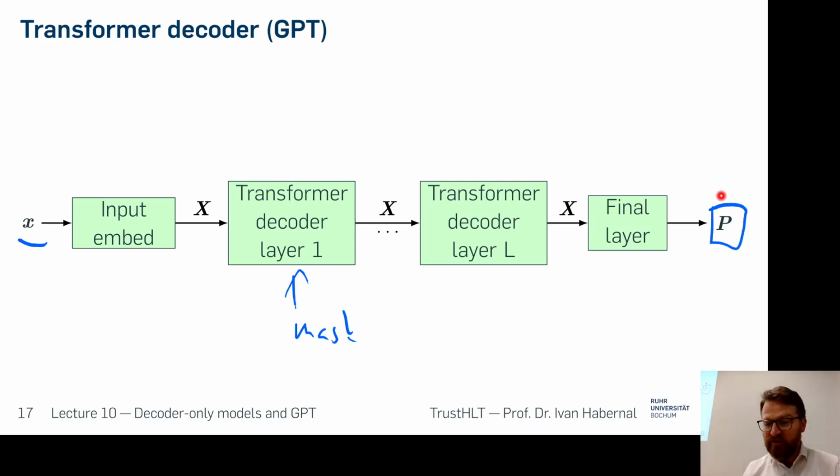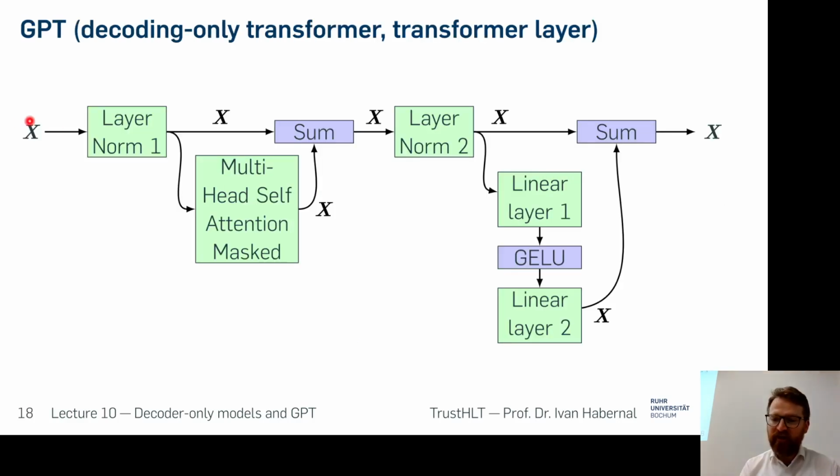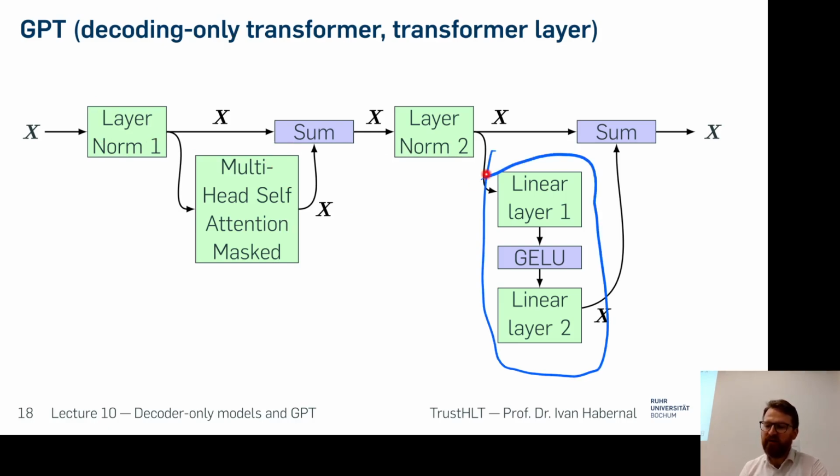When we zoom in into each of these transformer layers, we saw this in the last lecture on BERT. There is layer normalization, summation, layer normalization, then, okay, what is this? A linear layer, then some nonlinearity and another linear layer. How do we call this?